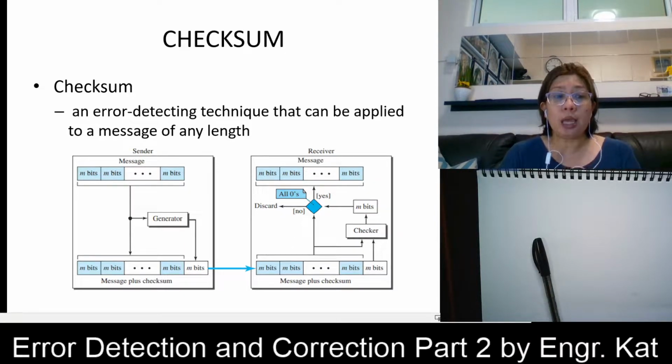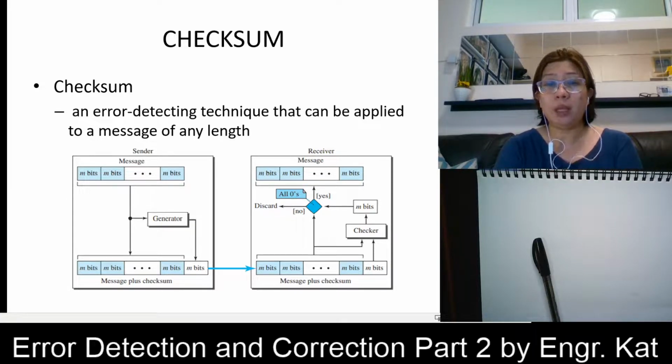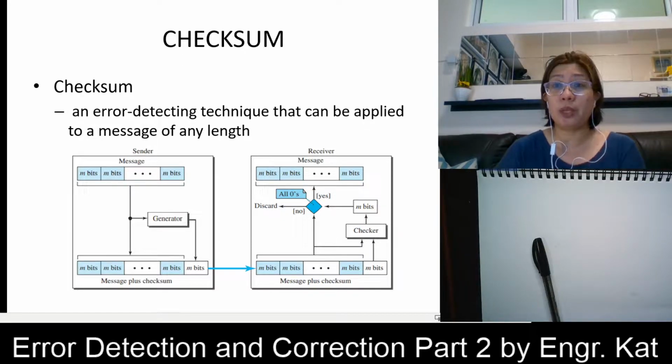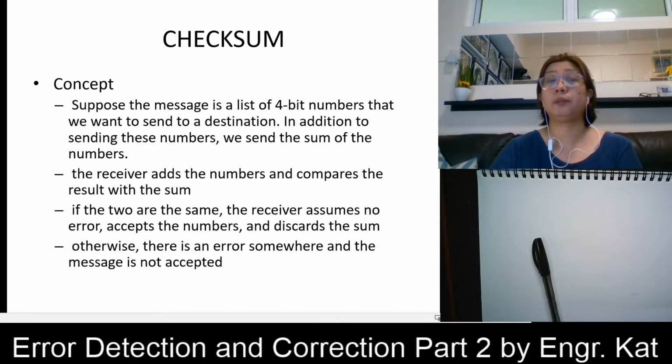In the real implementation of checksum, the checksum unit is not necessarily added at the end of the message. As we can see in our example, the checksum is added at the end of the unit. In real implementation, it can also be inserted in the middle of the message. The checksum may be placed anywhere within the message.